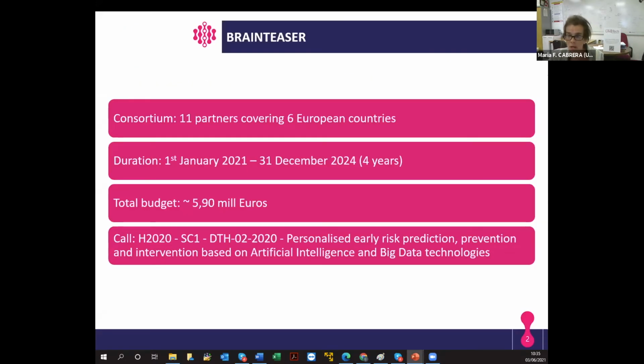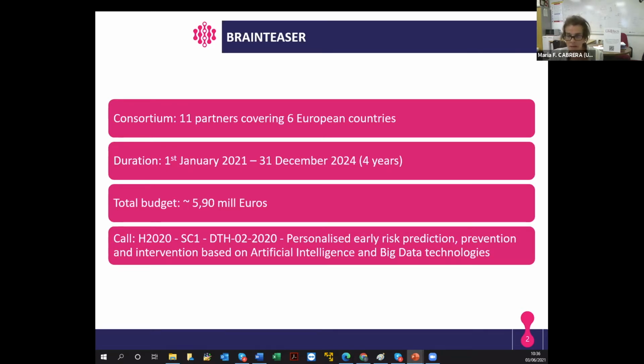This is a research and innovation project designed and currently being developed and deployed by 11 partners that represent multidisciplinary and complementary skills coming from universities, research centers, industry, reference hospitals in the field, small and medium enterprises, and non-profit organizations from Portugal, Spain, Italy, Serbia, the Netherlands, and Ireland. So in total, it covers 6 European countries.